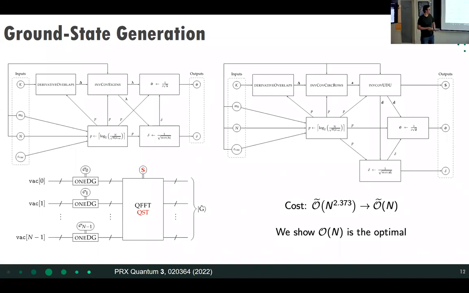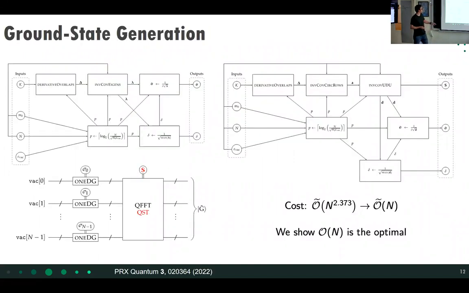So we show that, for both the classical and quantum parts, the cost scales close to linearly with the number of modes, and we also show that this is optimal. Any algorithm that is sublinear in terms of the number of modes would generate a state that won't accurately represent the ground state of the free field theory.